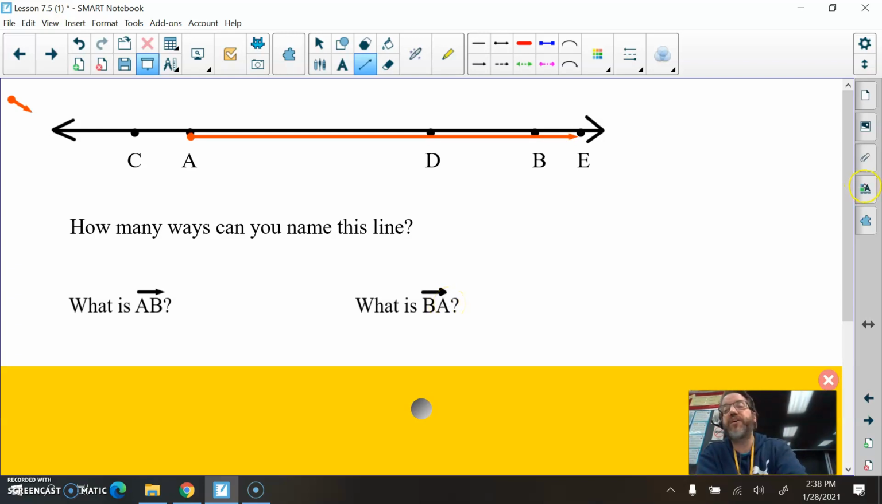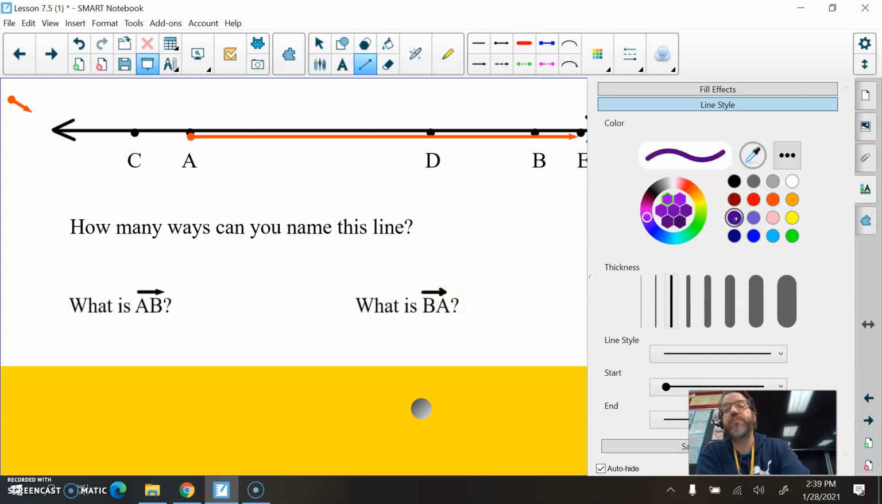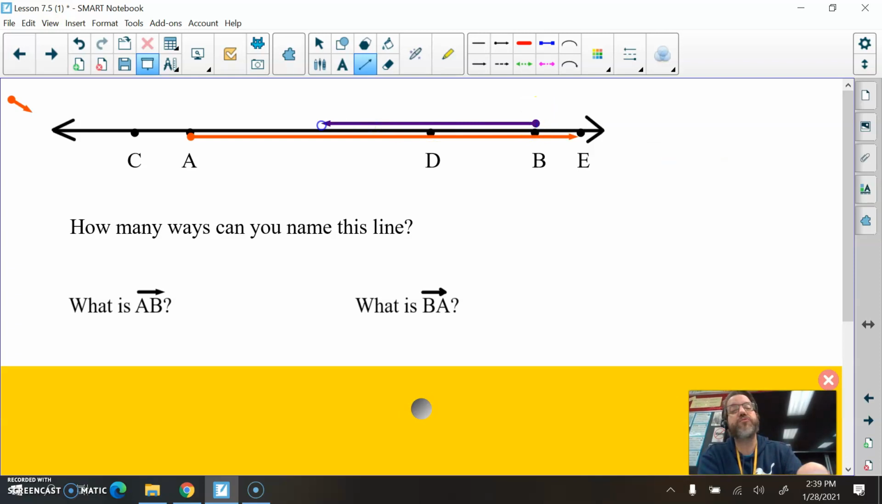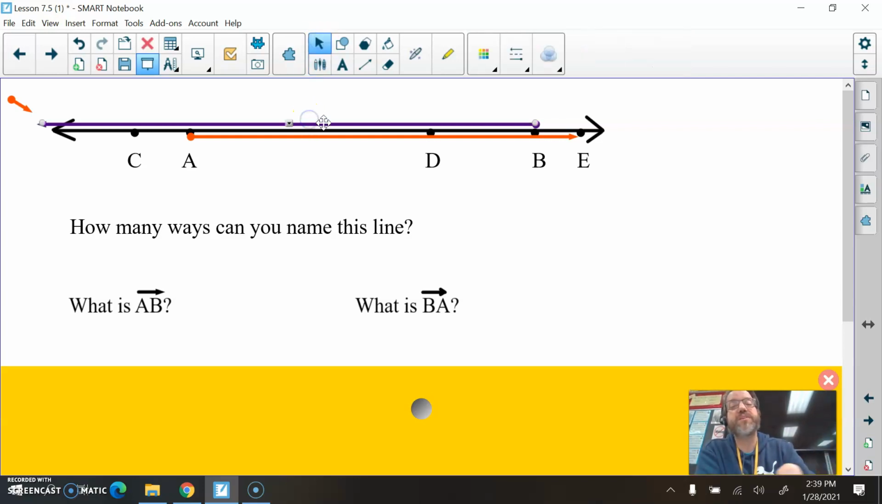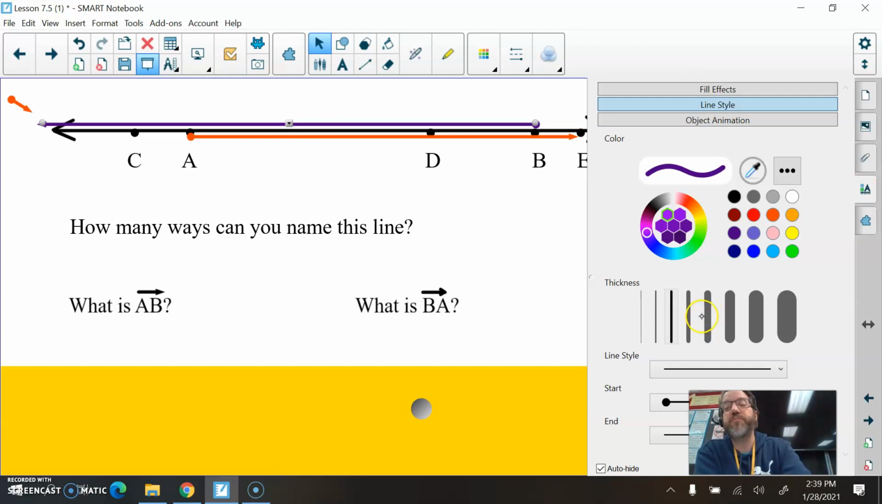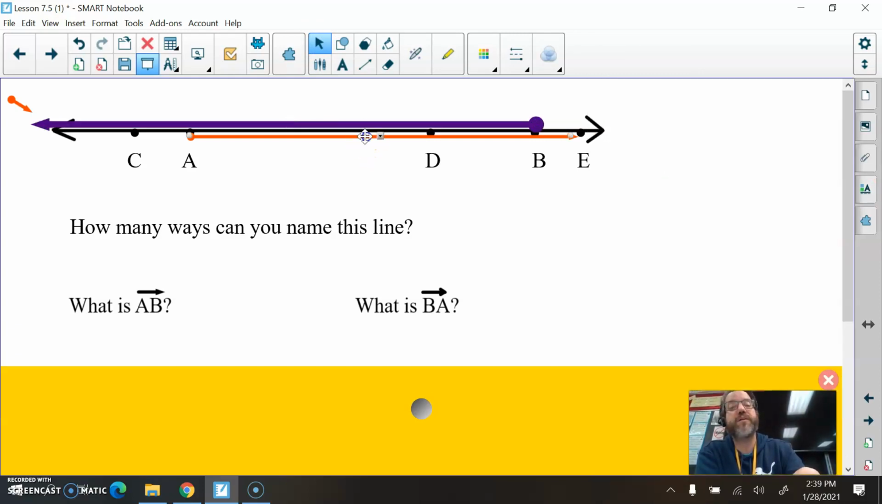Maybe I'll switch colors now. Go to purple. Ray BA would start at point B, but now it's going to travel through point A and continue on forever in the other direction. See, these two rays go in opposite directions from each other because the first point tells you where to begin. The second point says you're going to travel through that point as you move along. And maybe if I made these a little bit bigger, you'd be able to see them a little bit easier. There, that's better. And I'll do the same thing with this other one.